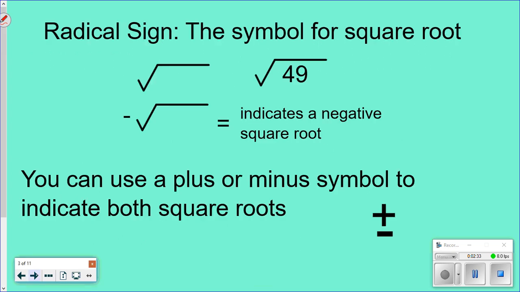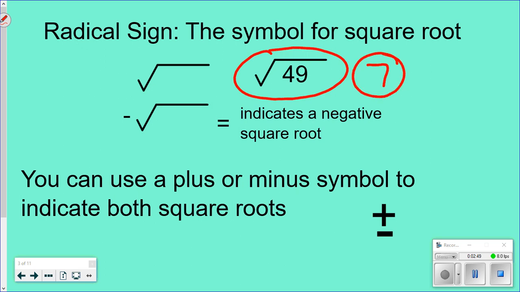So another vocabulary word I have for you is radical, or the square root symbol. This is the symbol for a square root. If they want you to find a square root, like this says up here, square root of 49, well, what's the square root of 49? The square root of 49 is 7. That would be the answer.